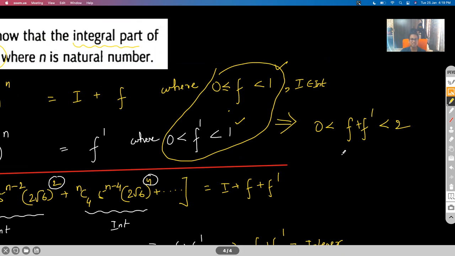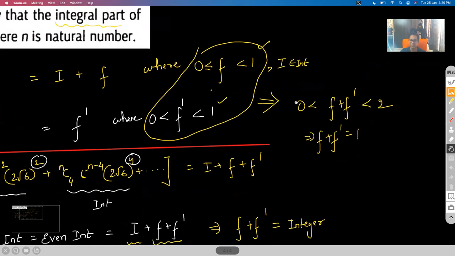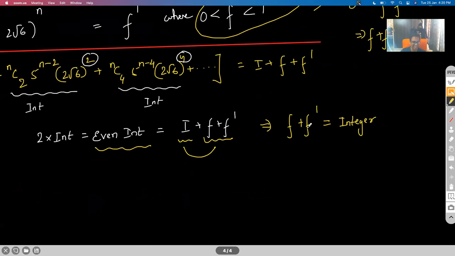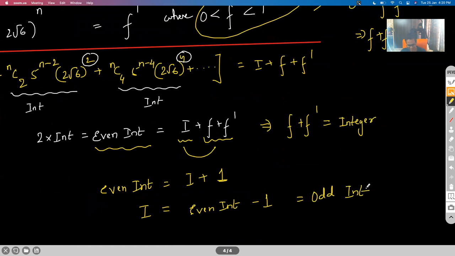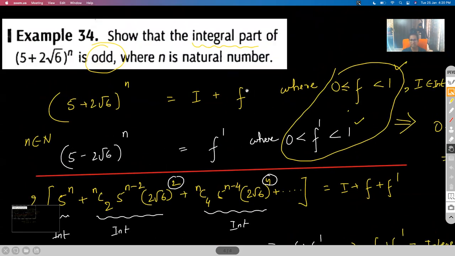Now, the only integer which lies between 0 and 2 has to be 1, right? Because here you are claiming that F plus F dash is an integer, and F plus F dash is between 0 and 2. So the only integer which lies between 0 and 2 is 1, right? Which means an even integer is equal to the integral part plus 1, which means I has to be an even integer minus 1, which can only be an odd integer. Yes or no? Is it fine? So this proves that the integral part of (5 plus 2 root 6) to the power n will always be odd. Now this question is a 'show that' question, but it can always be objectified.